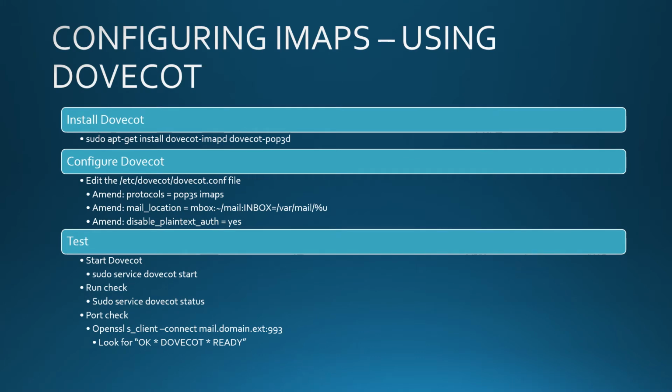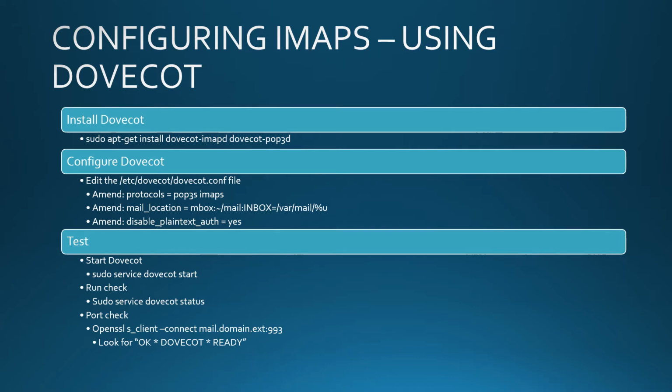Alright, configuring IMAPS. We're going to be using Dovecot to configure IMAPS this semester on our Linux servers. So first, as always, install it, sudo apt-get install. I'm not going to read the whole thing. Configure. Most of the configuration of Dovecot, you're going to be editing the dovecot.conf file, and a lot of it's going to be amending, which is just adding lines into that file.